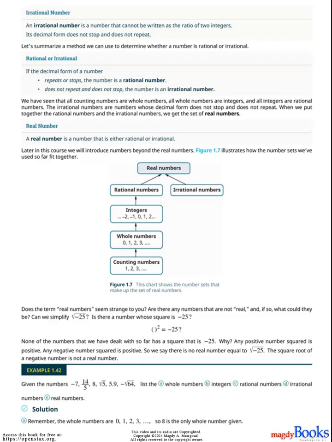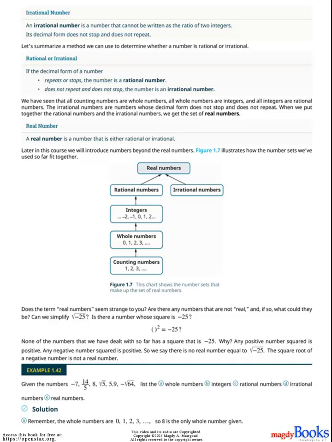Let's summarize a method we can use to determine whether a number is rational or irrational. If the decimal form of a number repeats or stops, the number is a rational number. If it does not repeat and does not stop, the number is an irrational number.